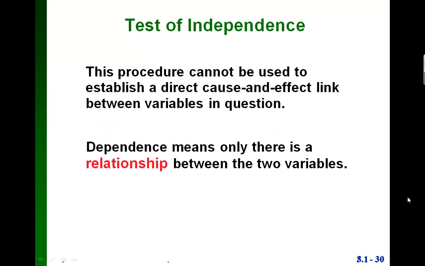One thing to be careful of is that finding a relationship between the row and column variables doesn't mean that there's a direct cause and effect link between the two. It just means that there's a relationship.